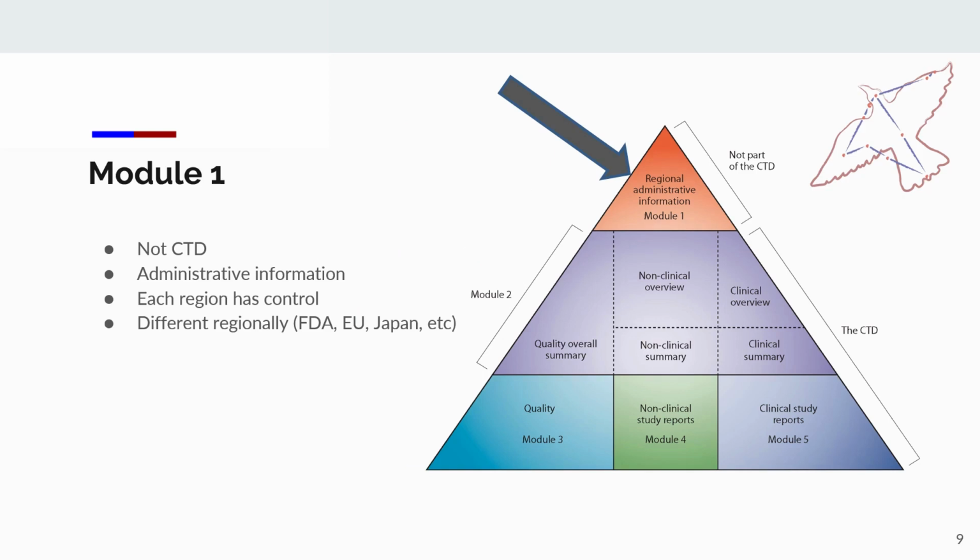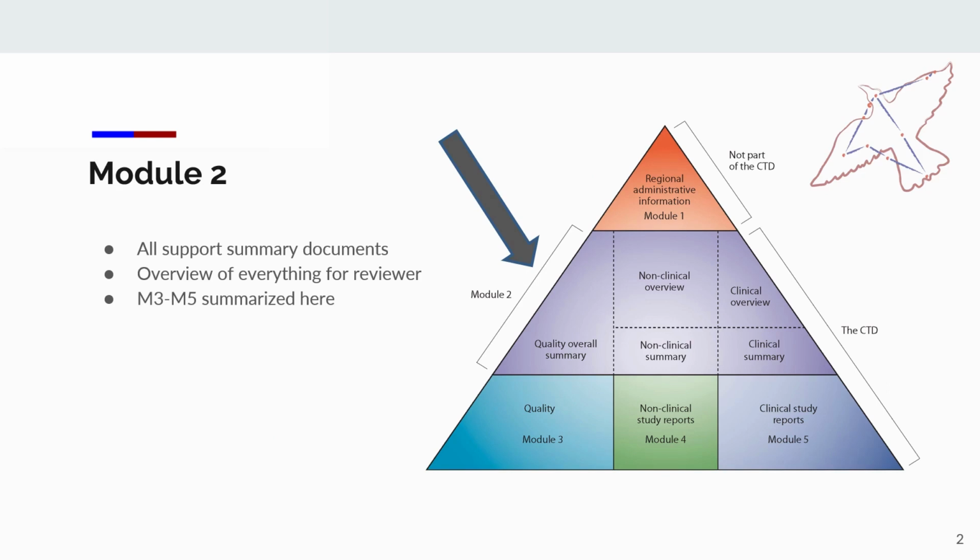This module has regional-specific administrative information. This includes forms, a cover letter, correspondences with the regulatory agency, and labeling information among other necessary information. The exact formatting of Module 1 varies from region to region. Both the folder structure and the XML backbone will be different. Module 1 for the FDA differs from Module 1 for the EU, which may have some differences from Module 1 for Japan. Module 2 contains summaries of Module 3 through Module 5.